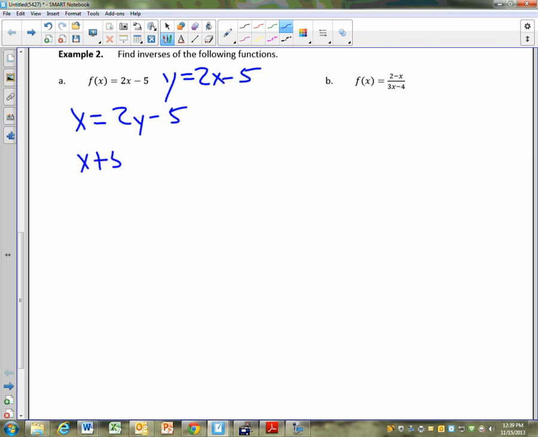x plus 5 equals 2y. Divide off the 2. x over 2 plus 5 over 2 equals y. You could leave it all over 2, or you could write them both over 2. Either way is fine. That's the inverse. That's it. Piece of cake. Upside down.